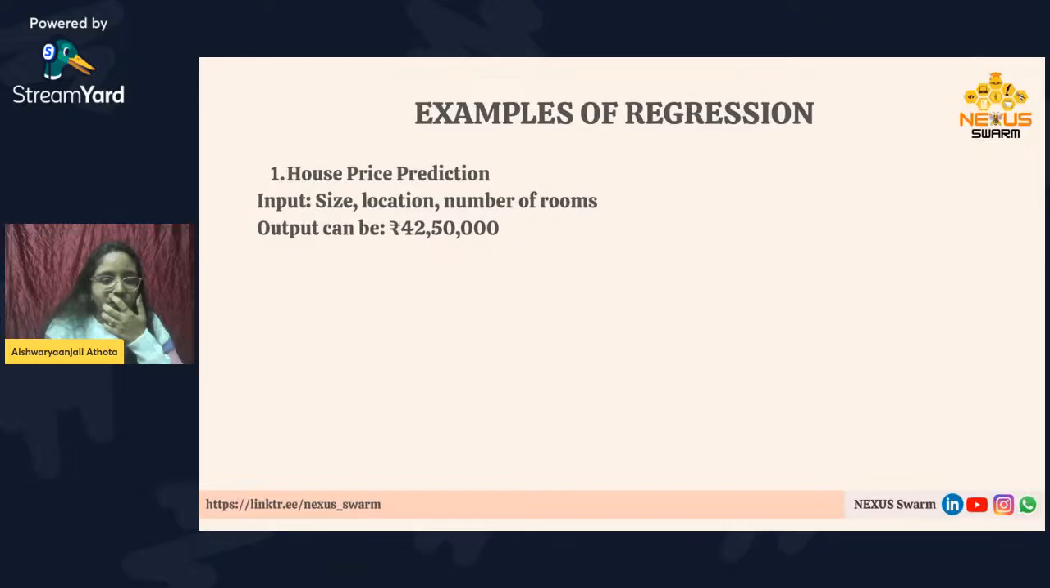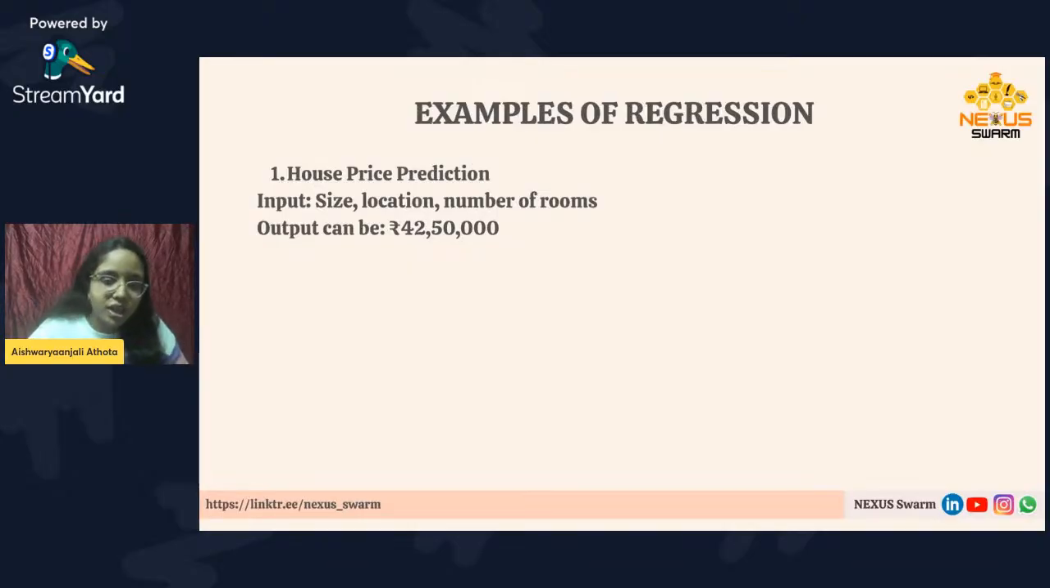So we'll deal with some of the examples. See, this is house price prediction. In house price prediction, we can predict the house price based on where it is located, how many rooms there are, whether it is 2 BHK or 3 BHK, or what the size of the house is. The price of the house depends on these kinds of parameters, right? So in that way, we can predict house prices based on these kinds of features.